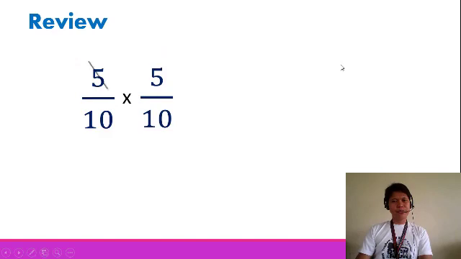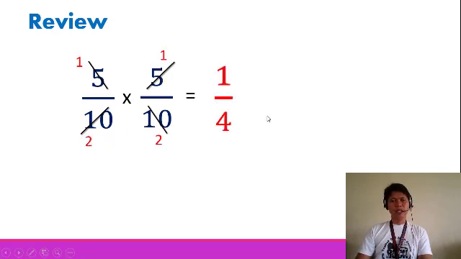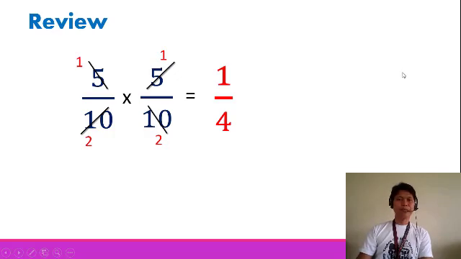5/10 times 5/10. Start. Okay, so we cancel this one. This becomes 1 and this becomes 2. The same: this becomes 1 and this becomes 2. So 1 times 1 is 1, and then 2 times 2 is 4. The correct answer is 1/4.